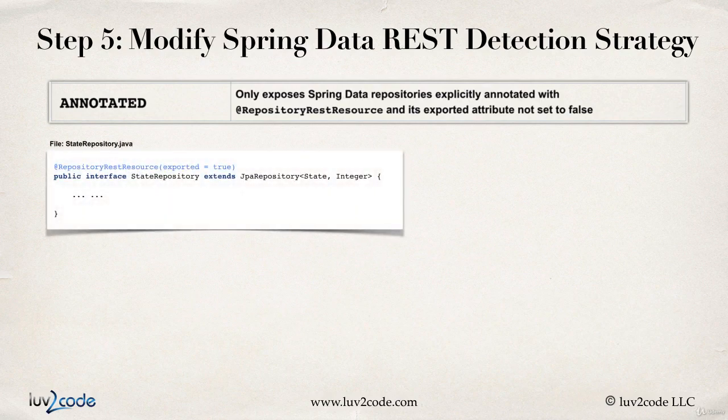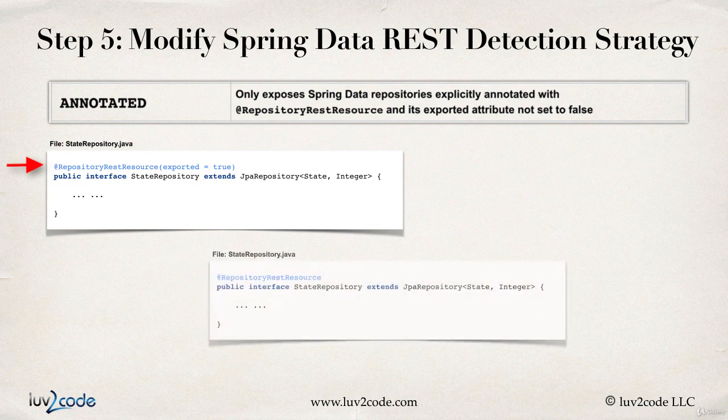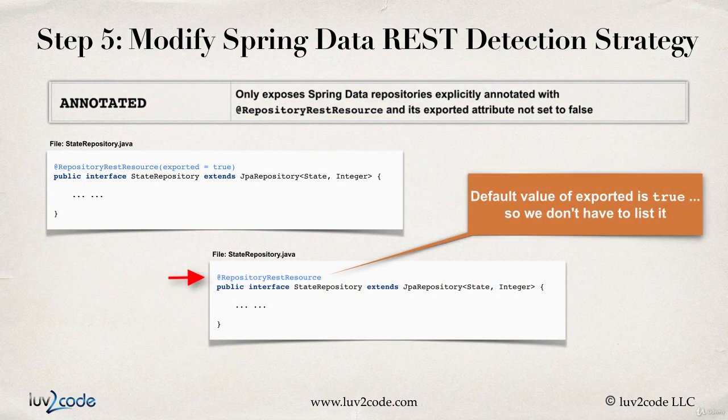So here we have the state repository. So we annotate the repository with @RepositoryRestResource(exported = true). And in fact, we really don't need the value of true because the default value of exported is true. So we don't have to explicitly list it here. We could simply just give the annotation by itself.